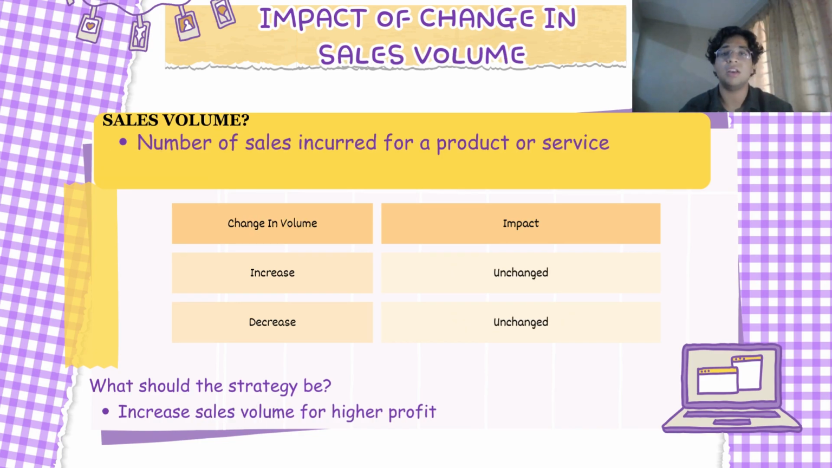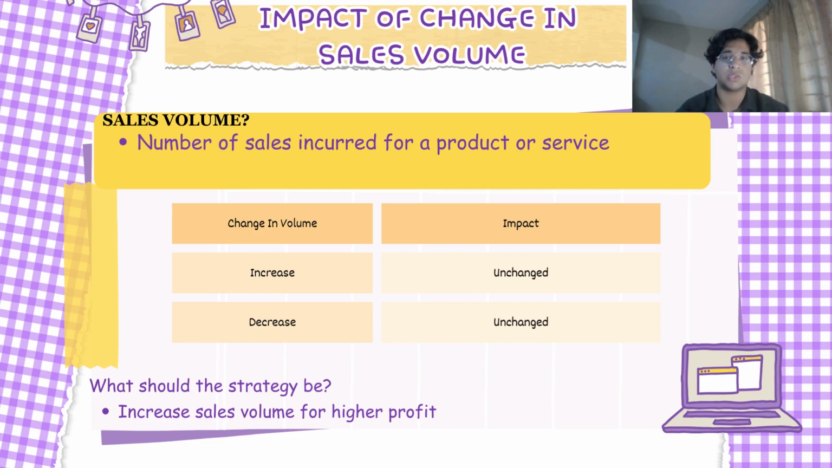Finally, we're going to be taking a look at the impact of change in sales volume. Now, what is the sales volume, you might be asking? Sales volume is the number of sales incurred for a product or service. It is basically the amount of sales that one has achieved for their product or service.